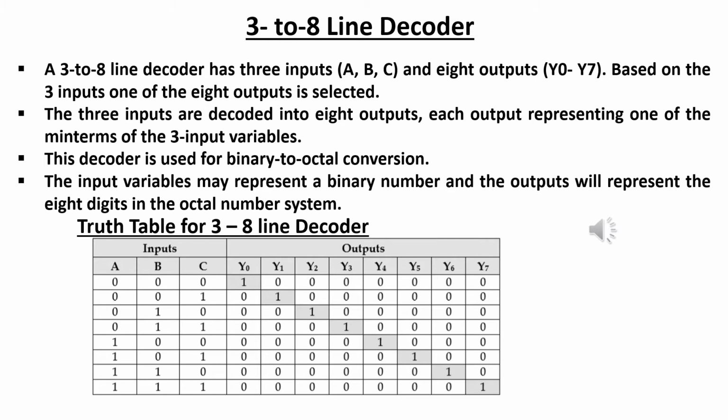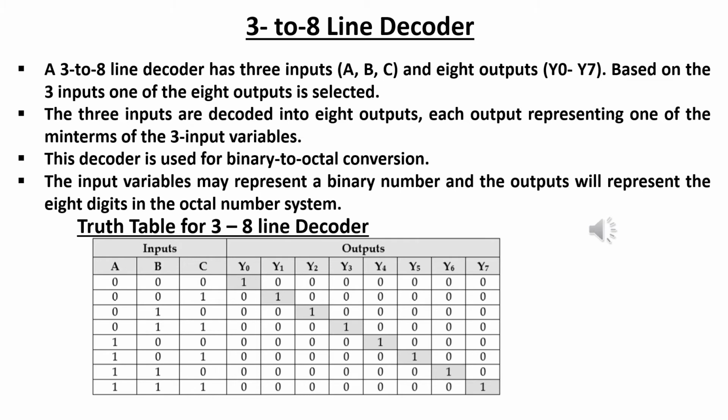This decoder is used for binary to octal conversion, since it can convert 3 binary lines to 8 values. So we can call it a binary to octal conversion. The input variables represent a binary number and the outputs will represent the 8 digits in the octal number system, that is from Y0 to Y7. So you can see the truth table for the 3 to 8 line decoder.